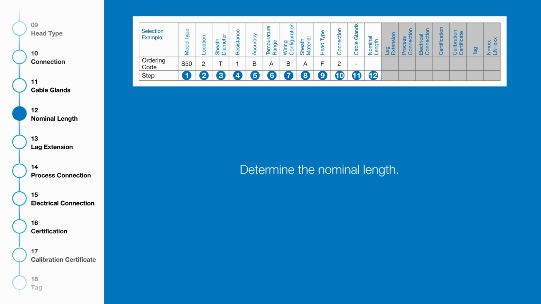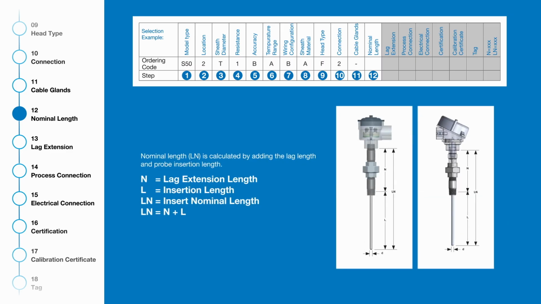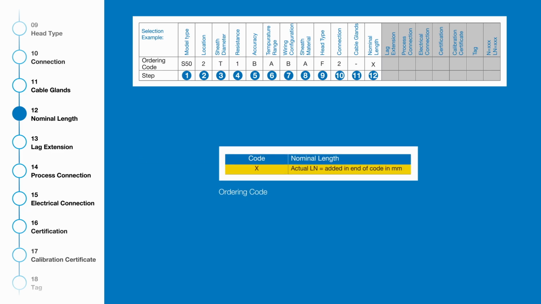Now we're going to determine the nominal length, which we have already calculated, which would be 458 millimeters. This part of the code, we put an X in the coding place, and then we're going to put the LN length at the end of the code.